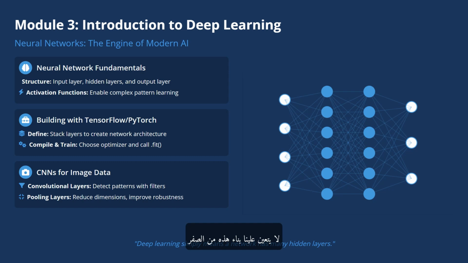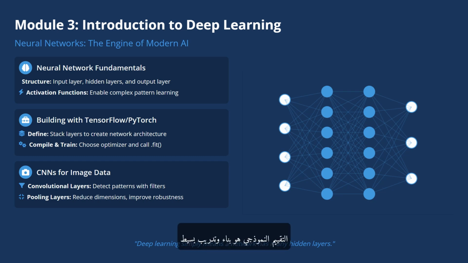We don't have to build these from scratch. In Lesson 3.2, we learn about building neural networks with TensorFlow or PyTorch. Think of these frameworks as incredibly sophisticated Lego kits for building AI. They provide pre-built, optimized components that we stack together. The workflow is standard. You define the model by stacking layers, you compile it by choosing an optimizer and a loss function, and then you train it by calling the .fit method on your data.